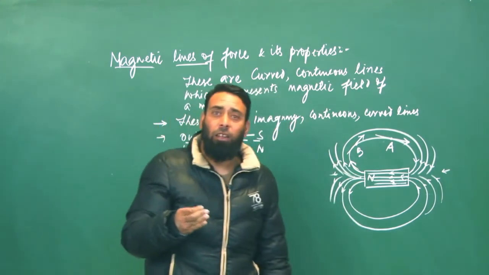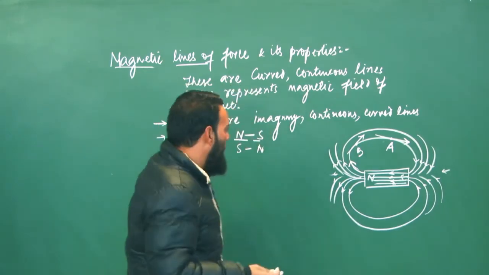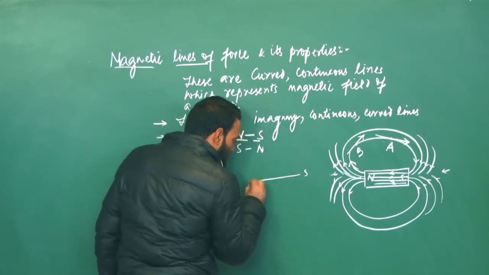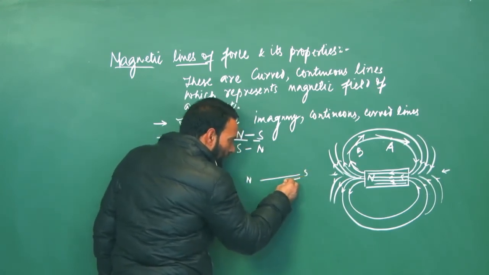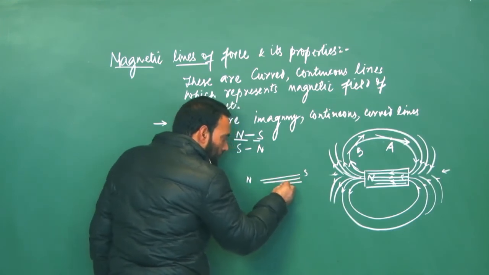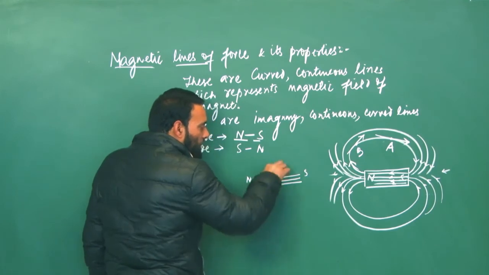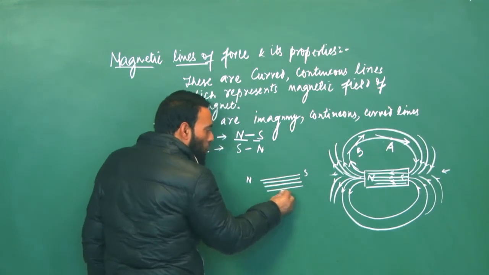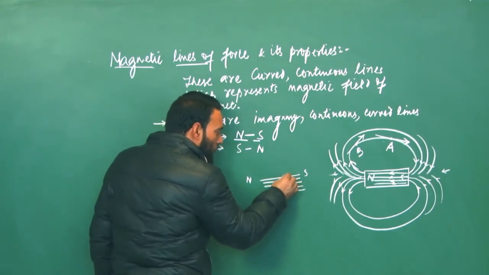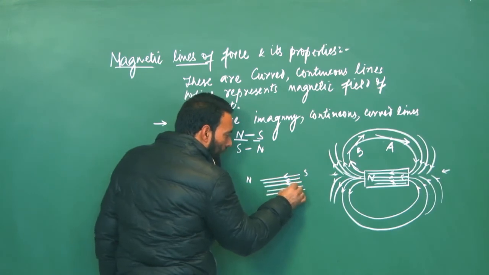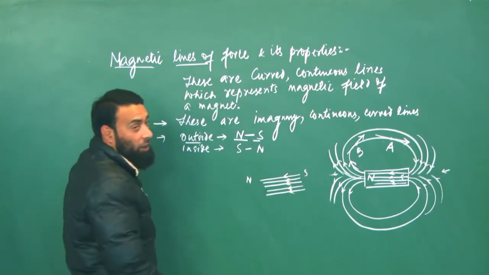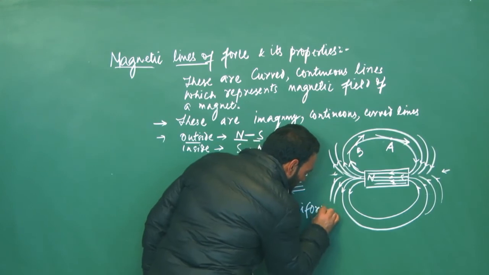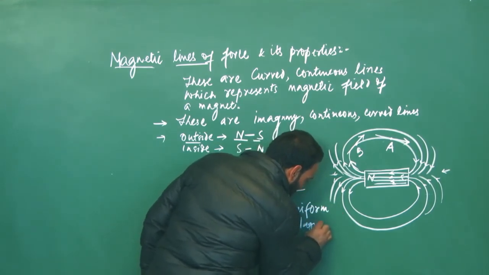So outside, the magnetic field is non-uniform, but if we see inside, these magnetic lines of force are directed from south to north, and they are equidistant, that means every line has equal distance from each other, and they are directed in one particular direction from south to north. So these magnetic lines of force represent the magnetic field inside the magnet as a uniform magnetic field.